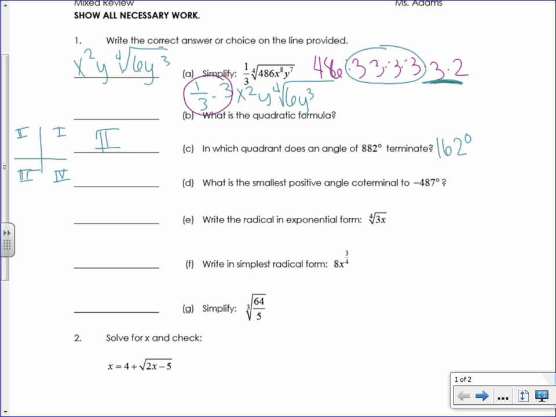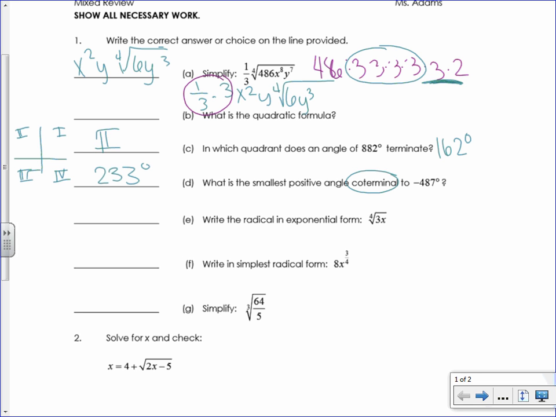For D, it's very similar to C, except I'm negative, which means I'm way smaller than I need to be. So instead of subtracting 360s, I'm going to add 360s until I'm between 0 and 360. And when you do that, you should get 233 degrees. All right? Coterminal means they end in the same place. So going positive 233 degrees ends in the same place as if you had gone negative 487 degrees.